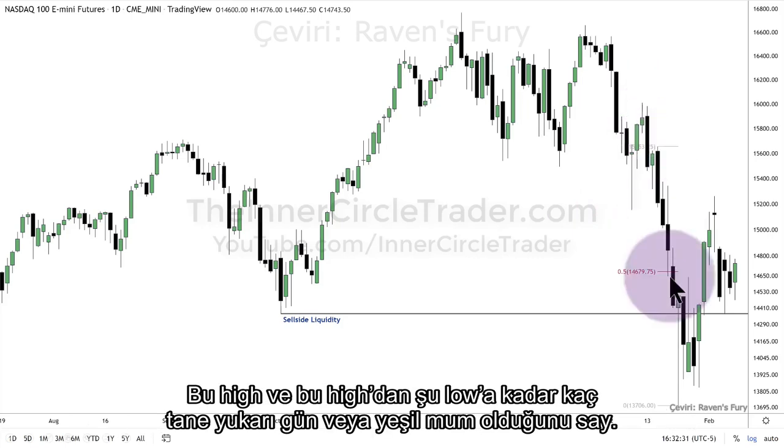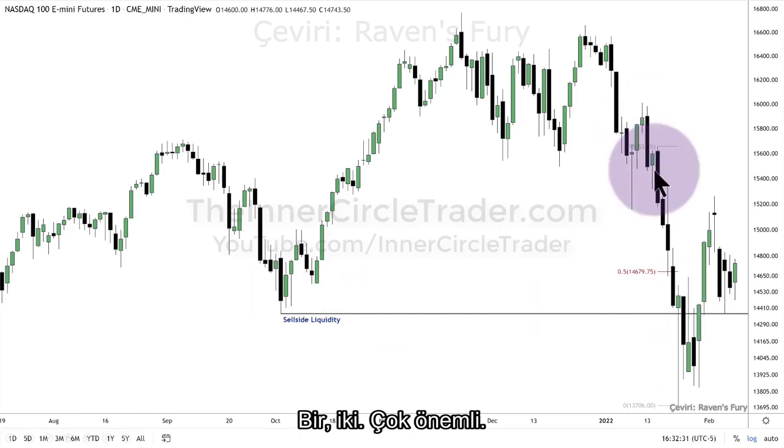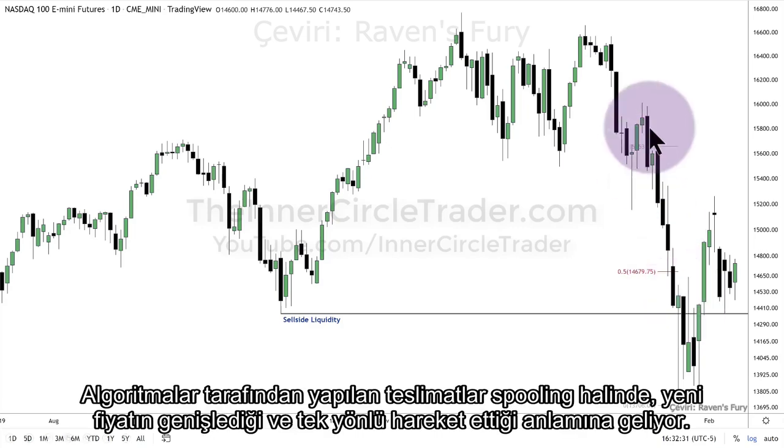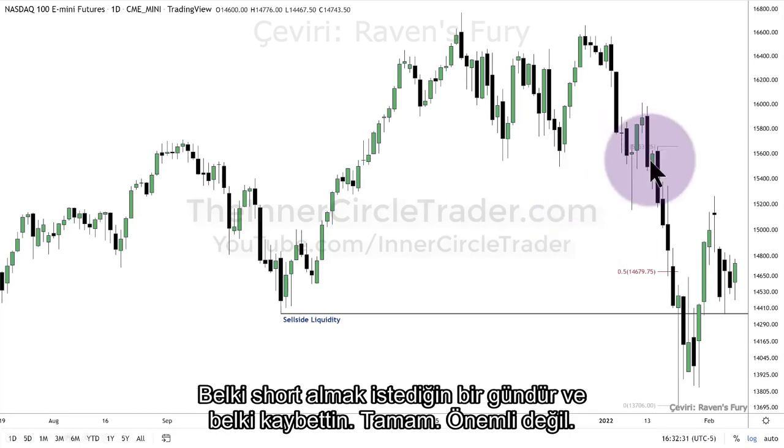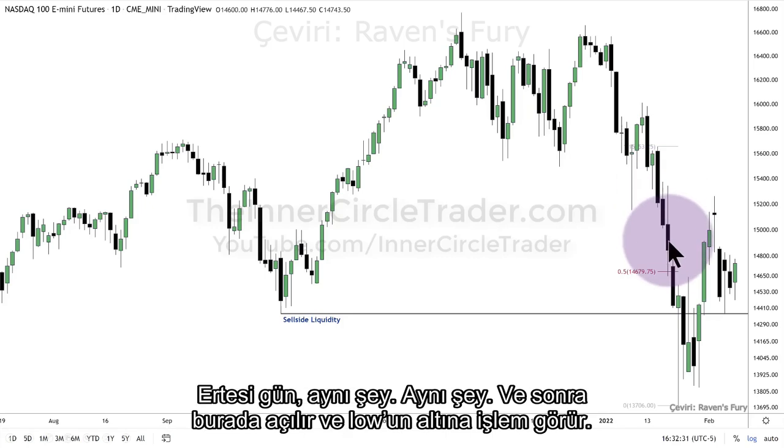Count how many up days or green candles there are from this high and this high down to that low. 1, 2. Real important. So the delivery by the algorithms are spooling. That means prices expanding and going directionally one way. When that occurs, there's going to be times where you have an up-closed candle. That may be a day that you tried to go short and maybe you've lost. Okay, no big deal. Same thing going into the next day, going in looking for shorts. Next day, same thing.